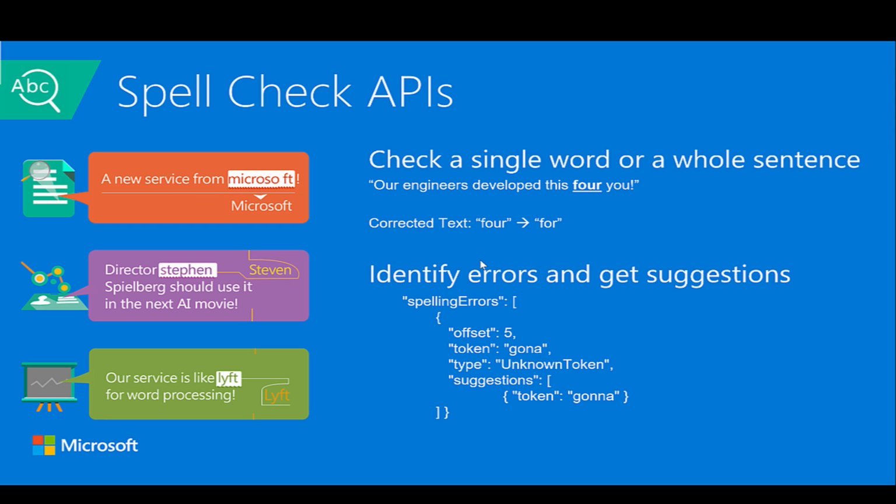It's not just going to give a suggestion based off something it thinks. It's actually going to use cognitive understanding to suggest something based off the context of the sentence. As you can see here on the right-hand side, we can identify the error and get a suggestion based off of that. So that's really powerful.